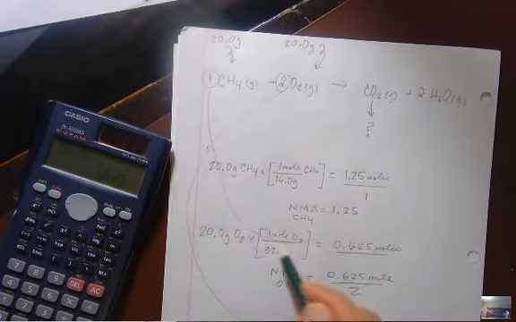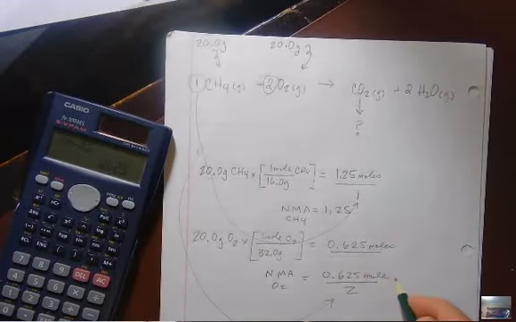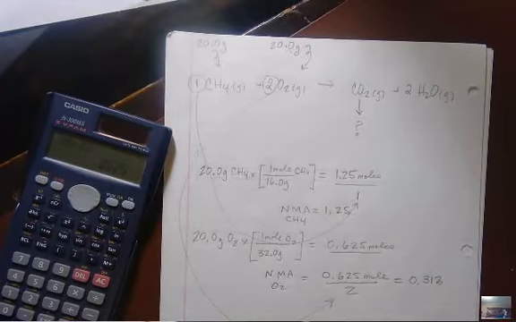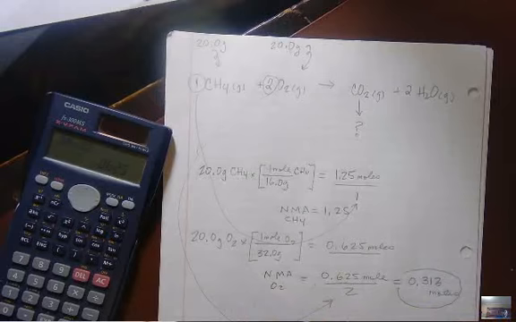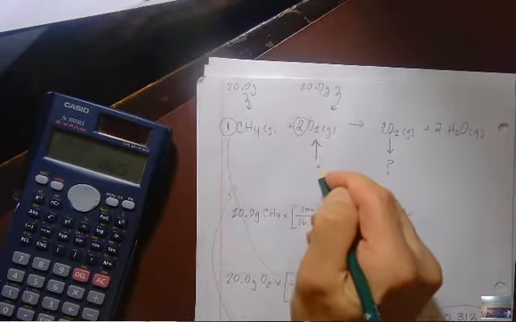That 1 is that 1. Okay, so for the normalized molar amount, you're dividing by the number of moles. So 0.625 is going to give me 0.313. This is the smaller of the 2 numbers. So I'm going to run out of oxygen first. So oxygen is the limiting reagent.